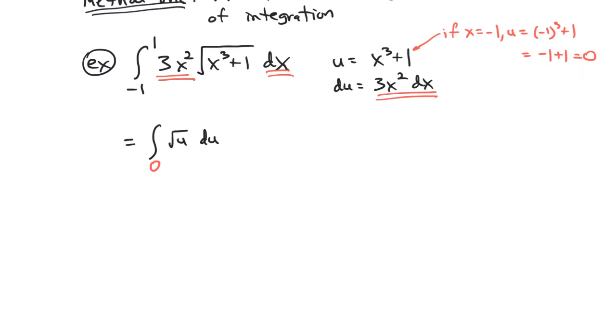So we're transforming the integral, and we're also transforming the limits of integration. All right, that's method 1. So we've got this negative 1 becomes 0. And now I do the same thing for when x is equal to 1. Same thing. I say, okay, what about if x equals positive 1? Well, then u will equal 1 cubed plus 1, which is 1 plus 1, or 2. So my new upper limit of integration is 2.